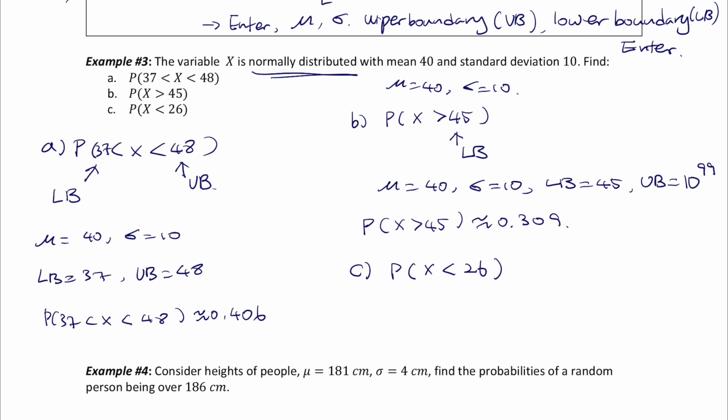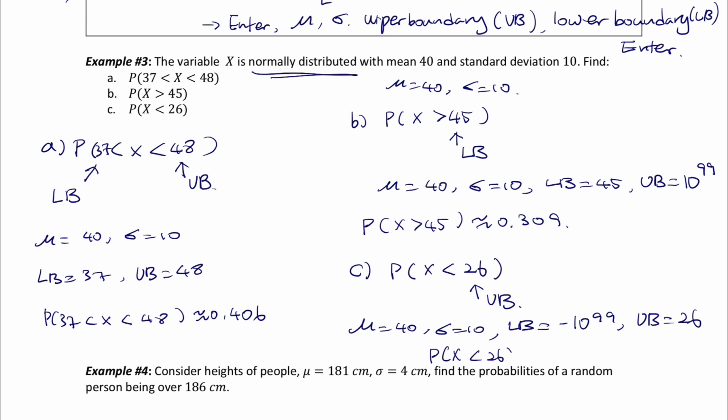Then question C, we need to calculate the probability that x is less than 26. So we know that x has to be less than 26. That means this is your upper boundary, okay? Then we do mean equals 40, standard deviation 10. Your lower boundary in this case is not given, so we're going to use negative 10^99, and your upper boundary equals 26. Then you get your probability value of 0.081.